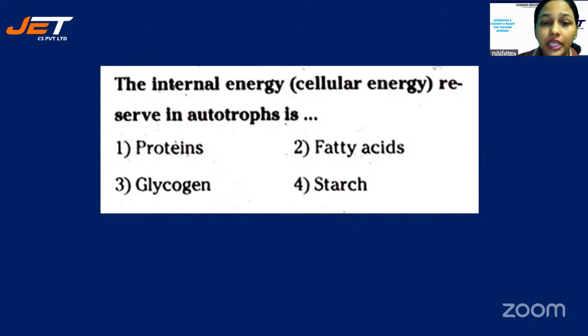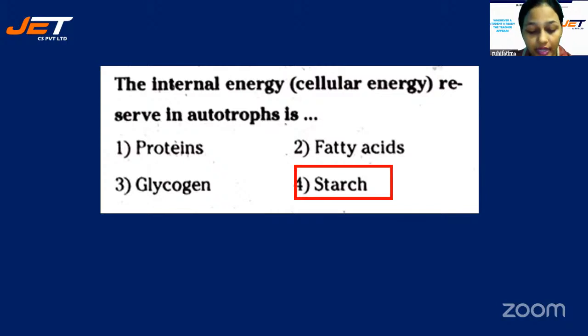The internal energy or cellular energy reserves in autotrophs. In which form? Now, the question is very easy. I know you all will be able to answer. Yes, students, all of you are correct. That is option 4. Starch is the right answer.